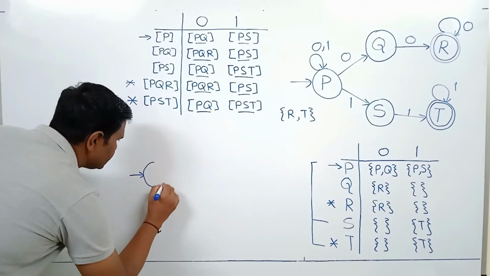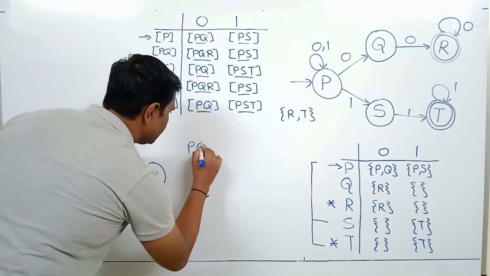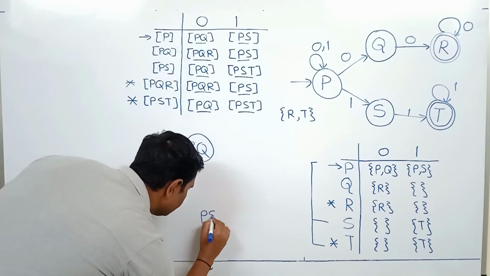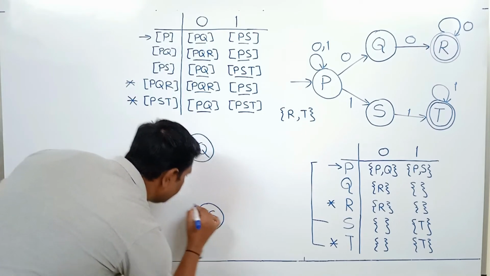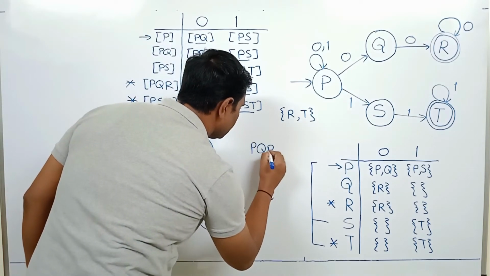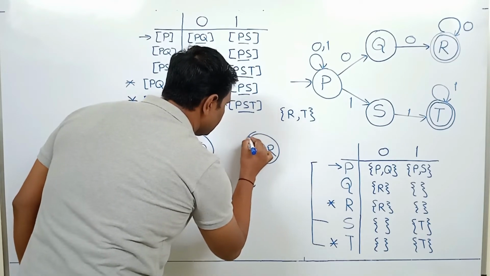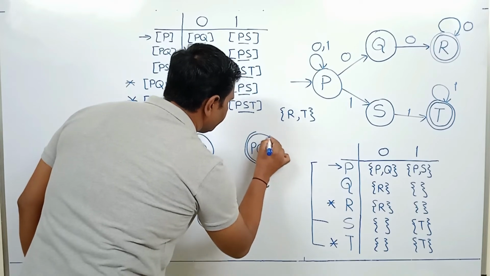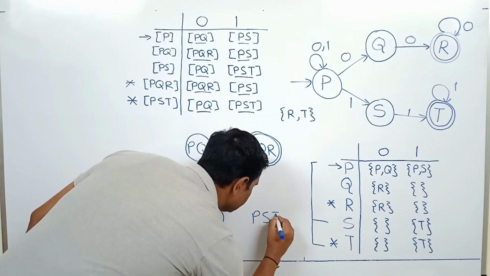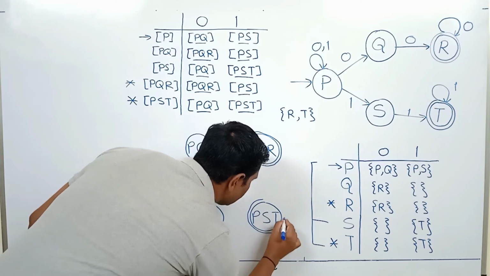So initial state is state P, then PQ, then PS, PQR, state PQR is a final state. Then PST, state PST is also a final state.